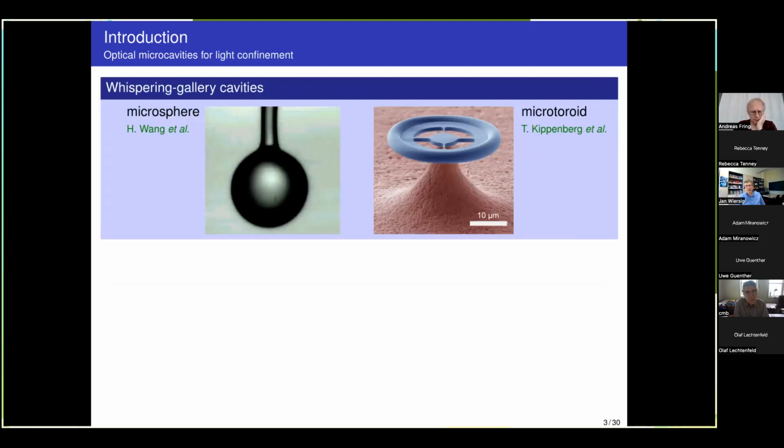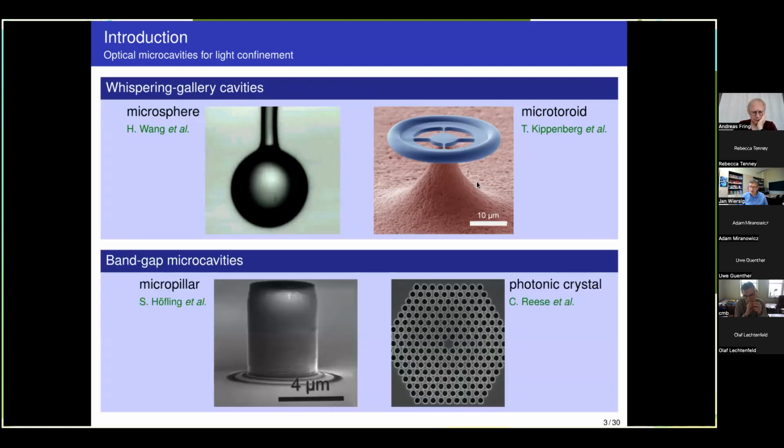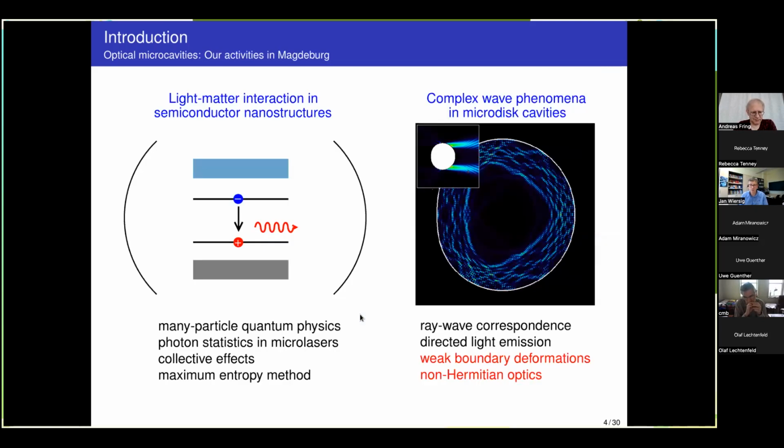Here are some other examples. There are also cavities with whispering gallery modes, microspheres, where the light travels along this boundary, or microtoroids, where you can imagine that the light travels around the boundary. And just for completeness, there are also other cavities which exploit photonic band gap, which is not important for our talk. So we focus on these whispering gallery cavities.